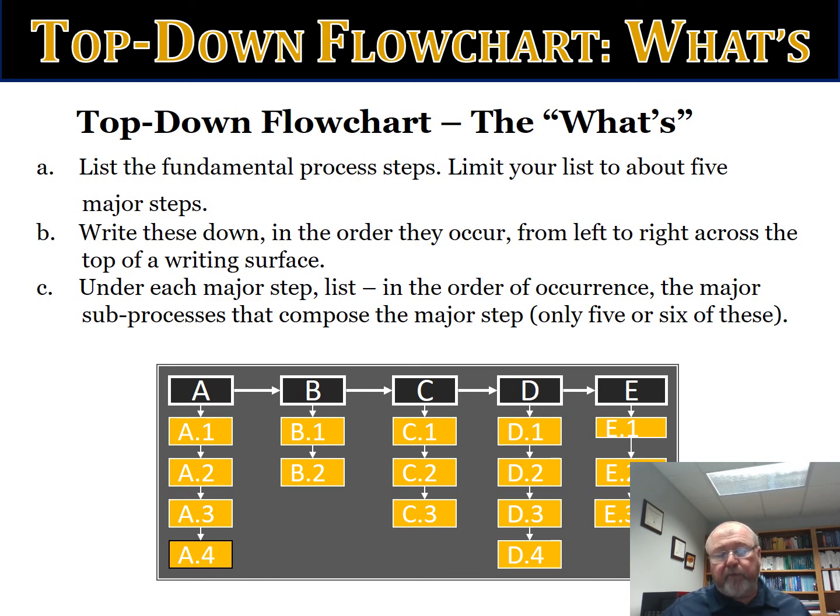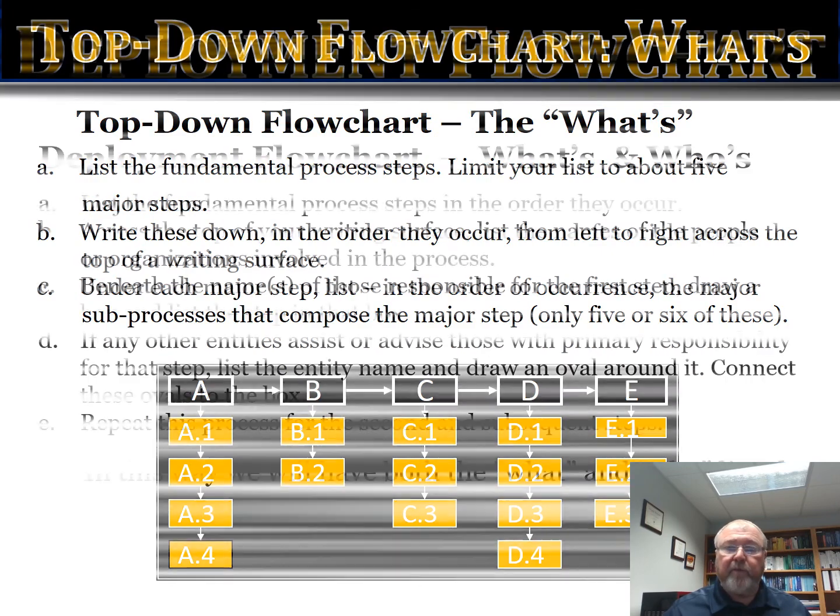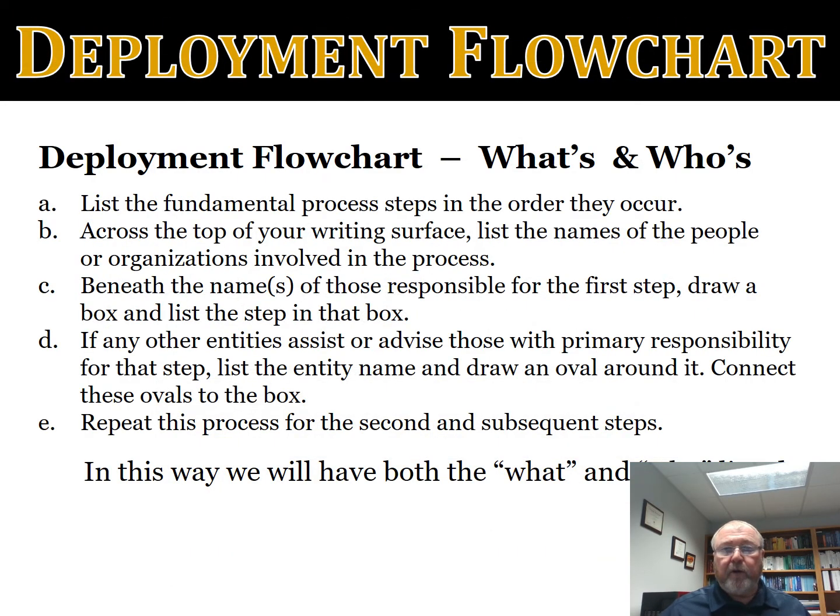Now, as you move from left to right on this particular flowchart or process map, you have the big ticket items, the A, B, C, D, E, the major steps. And then you see the sub-steps for each that are listed underneath those. Top-down. Still another would be called a deployment flowchart. Now, that's about the what's and the who's. That is, we need to know what needs to be done and we need to determine who does that.